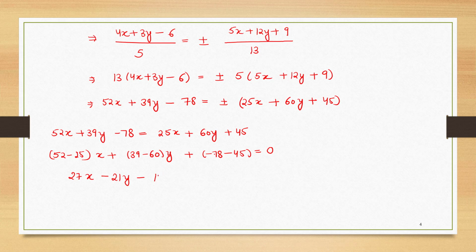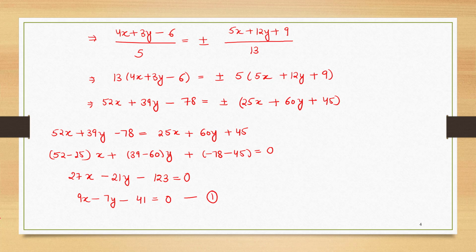So we get 27x minus 21y minus 123 equal to 0. So it can be divided by 3 all along. So we get 9x minus 7y minus 41 equal to 0. So this is the first equation of angle bisector.